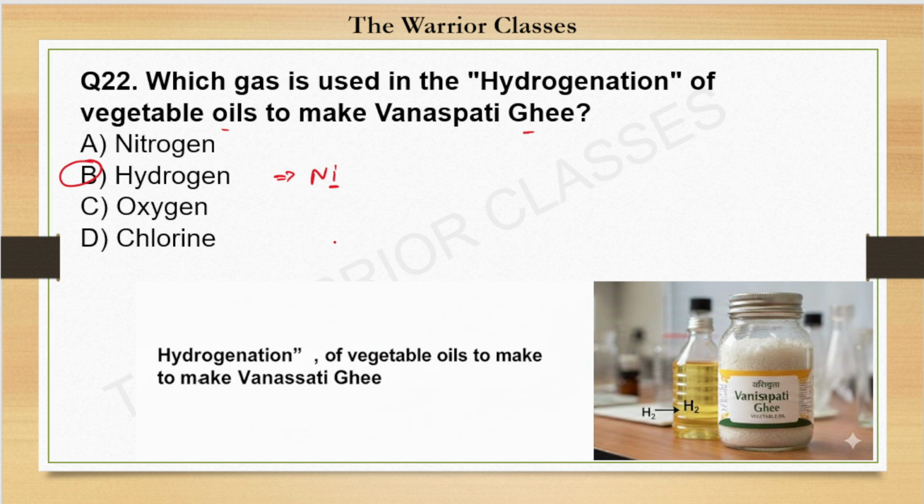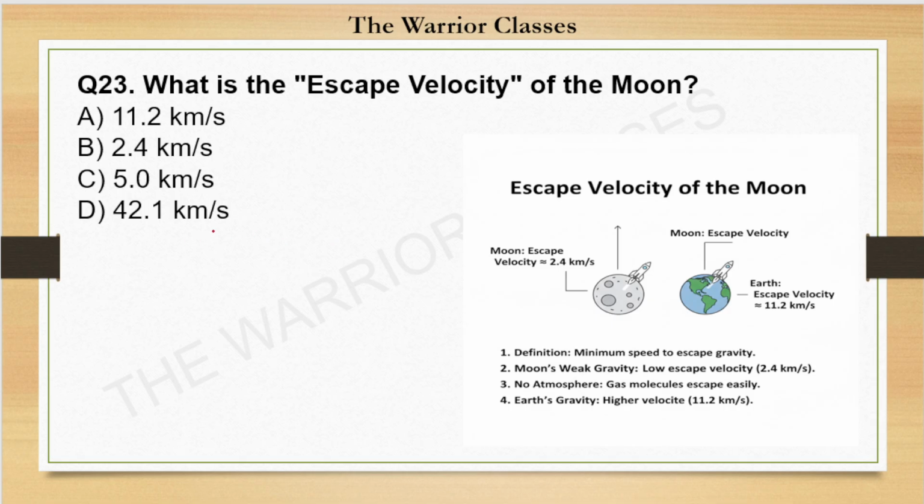Now moving to the next question. What is the escape velocity of the moon, not for the earth? The correct answer will be option B, 2.4 km per second, because the moon's gravity is weak, therefore its escape velocity is also lesser, and the escape velocity of our earth is 11.2 km per second. Now what is escape velocity? It is the minimum speed needed to escape the gravity.